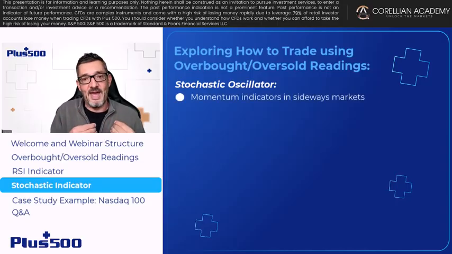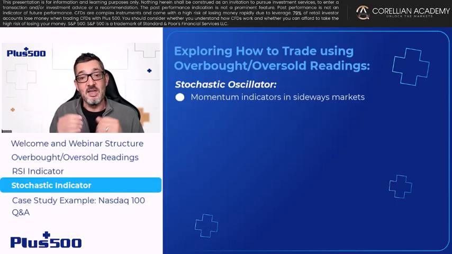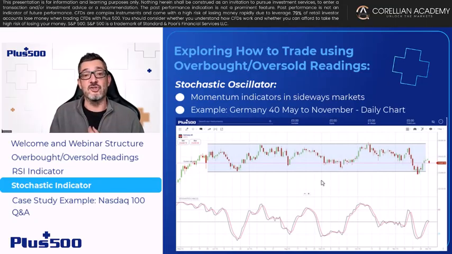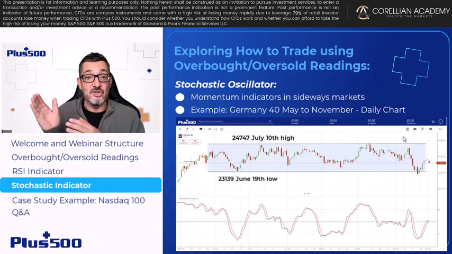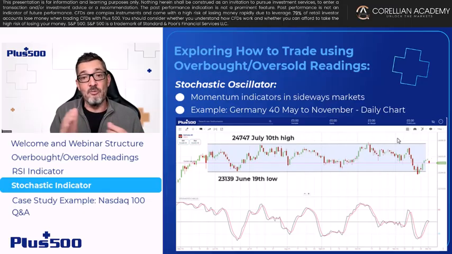Now, before we move on to that, let's look at how momentum indicators behave in sideways markets, because this is where they really shine. For this example, let's take the Germany 40 index between May and November. During this period, prices traded in a clear range between the June 19th low and the July 10th high, with support and resistance holding each time they were tested.